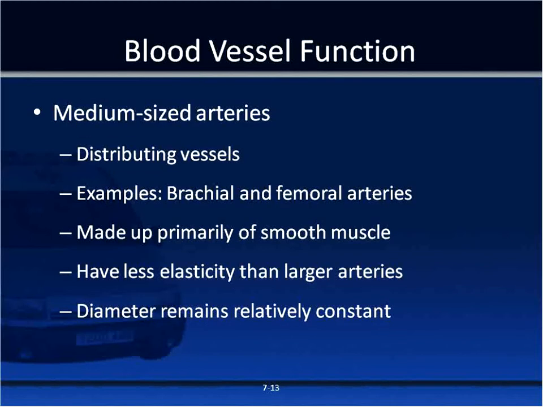Medium-sized arteries, such as the brachial and femoral arteries, are called distributing vessels because they are farther away from the heart than large arteries and deliver blood to specific organs. Medium-sized arteries are primarily made of smooth muscle because they have less elasticity than larger arteries. Their diameter remains relatively constant with change in blood pressure. A medium-sized artery provides a greater resistance to blood flow than a large artery because its lumen is narrower.